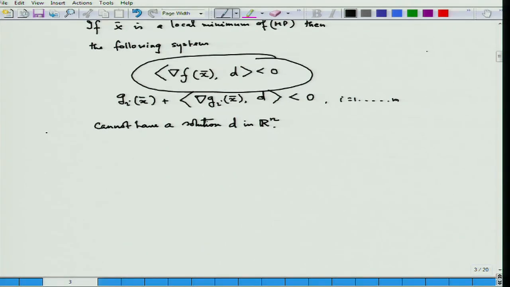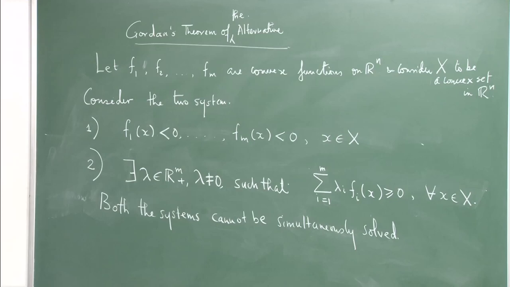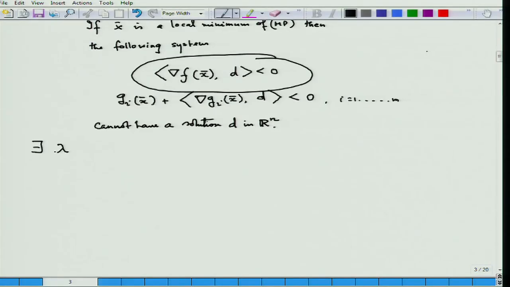So, if this system does not have a solution in D, here D is in Rn, so my x is in Rn, and capital X here is Rn. So, there exists a lambda, a vector, which should contain, we will put lambda naught for the thing corresponding to this: lambda naught, lambda 1, lambda 2, dot dot dot lambda m. This is in R m plus 1, and lambda is not a 0 vector.